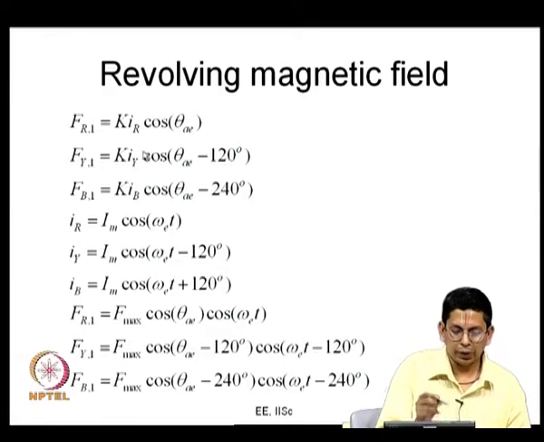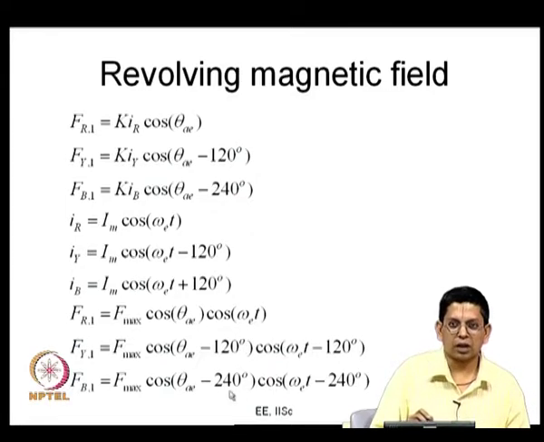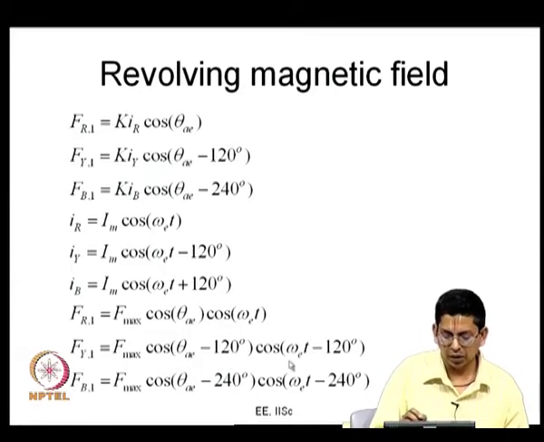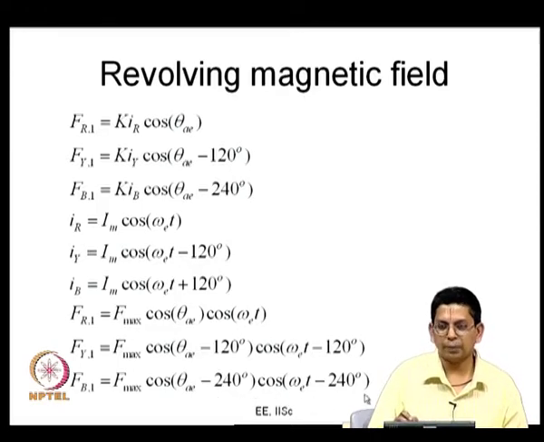So, plug IR, IY, IB into the previous expression, and you get a similar result as we found earlier. Each of them produces a pulsating magnetic field, as we discussed before. FR1 is F max cos theta AE cos omega et. F max is now K into Im. Similarly, FY1 would be F max cos of theta AE minus 120, and IY is substituted by cos omega et minus 120. And FB1 is F max times cos of theta AE minus 240 multiplied by cos of omega et minus 240.